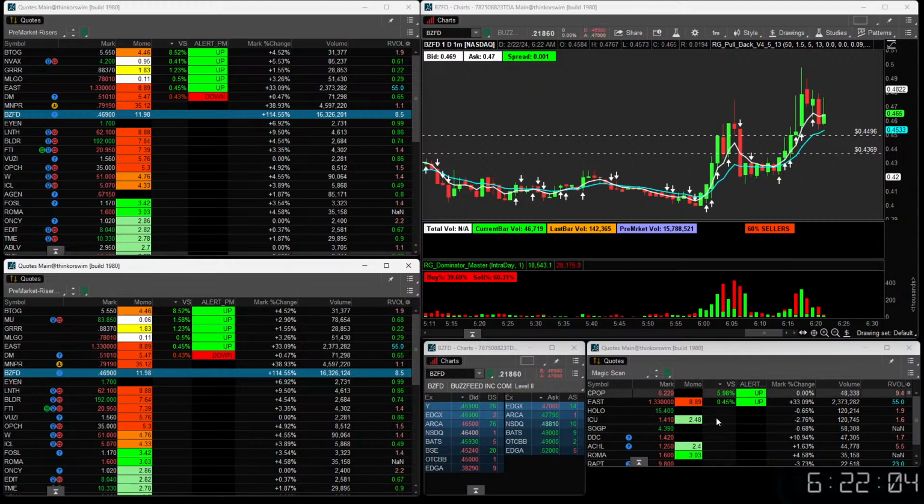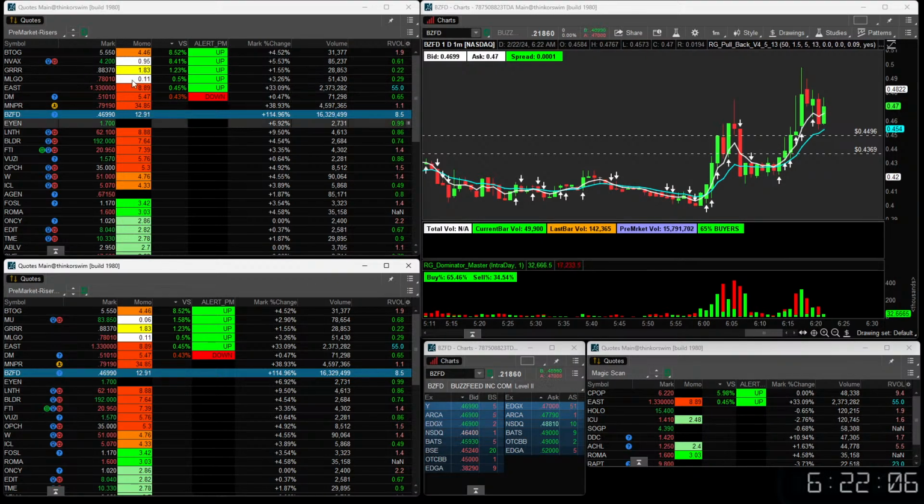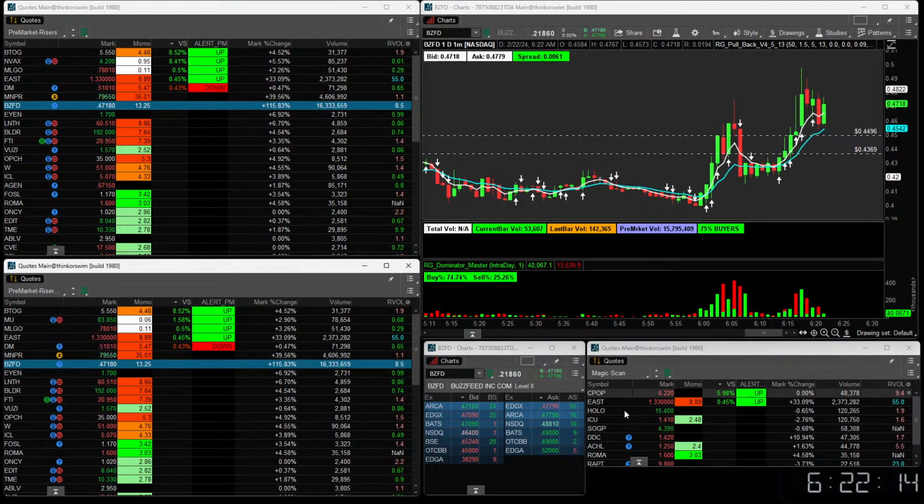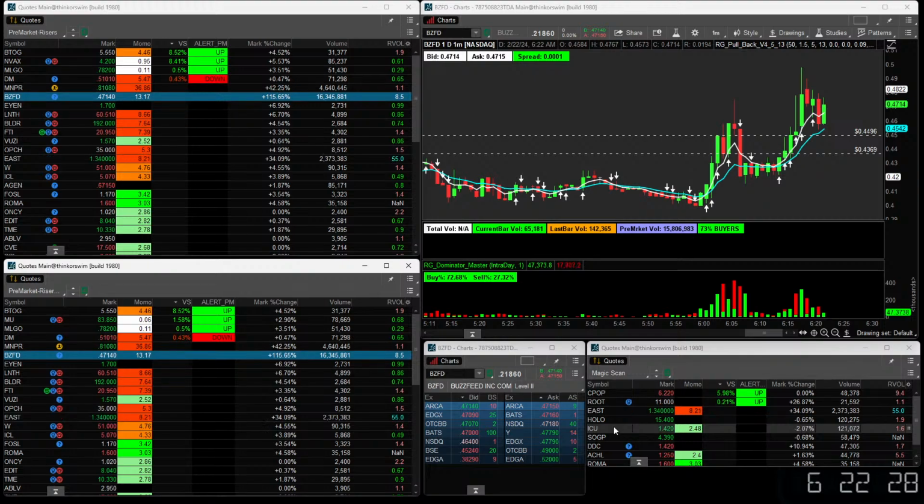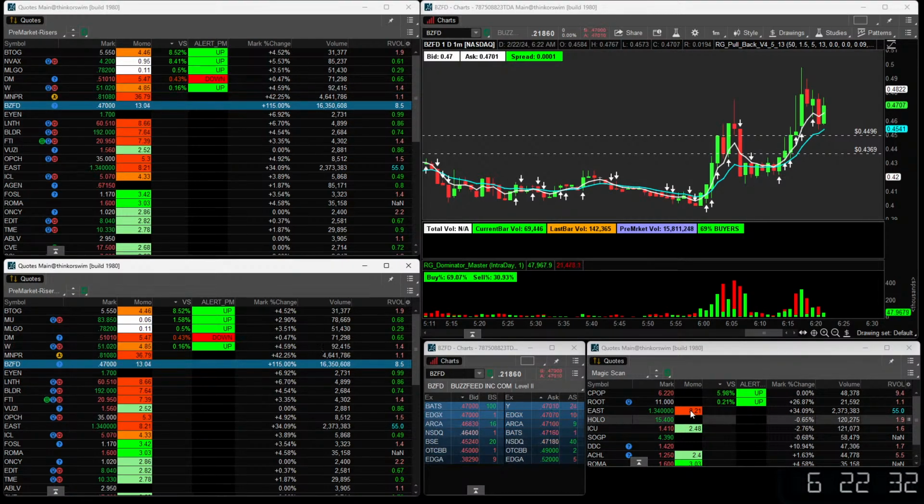This magic scan was coded out of this momentum indicator. It's only looking for, I think, the last 10 minutes. But it also kind of hangs on to the movers that happened this morning. Like we've already saw East moving around. Looks like it still has a few from yesterday in it, HOLO and SOGP. This is a good one to keep an eye on as well.